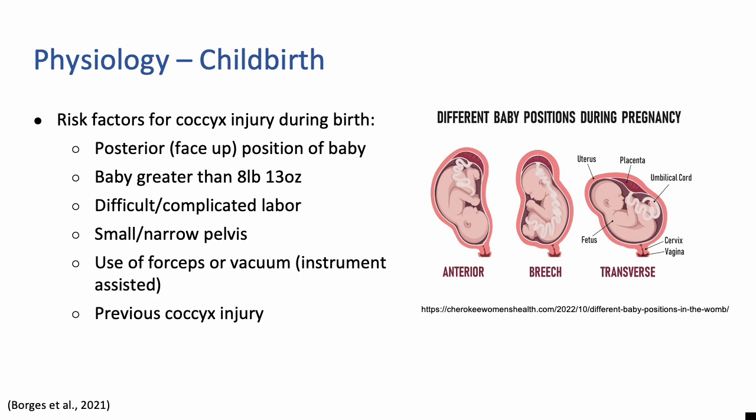So risk factors for coccyx injury during birth: if the baby is in a posterior face-up position, greater than 8 pounds and 13 ounces, if there is a difficult or complicated labor, if the person giving birth has a small or narrow pelvis, the use of forceps or vacuum or any instrument-assisted birth, and then any previous coccyx injury.